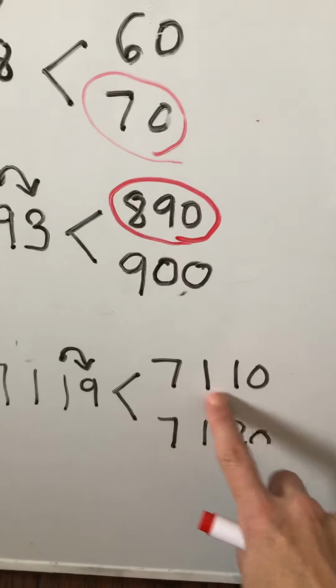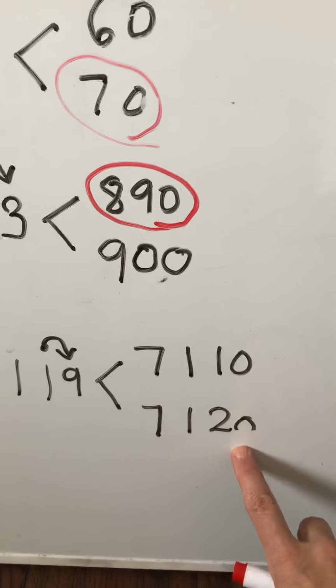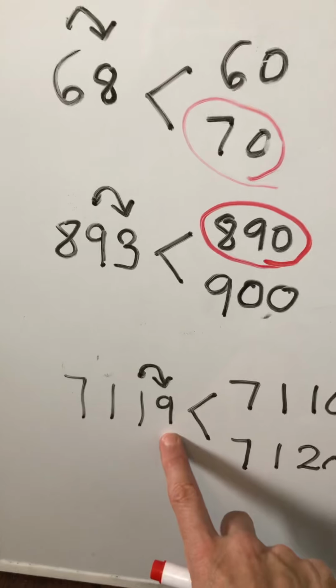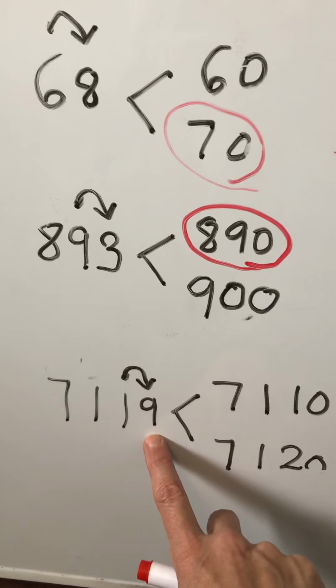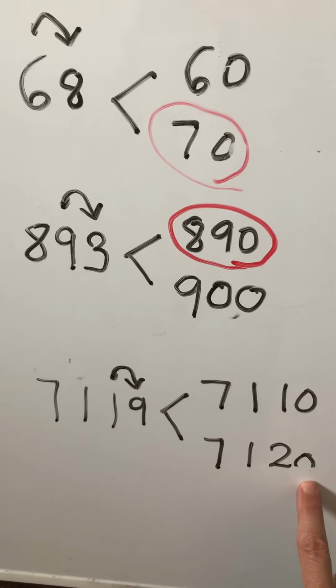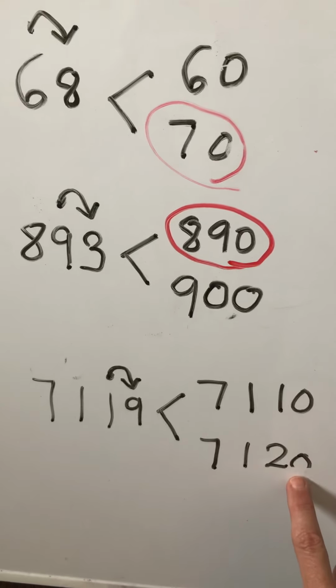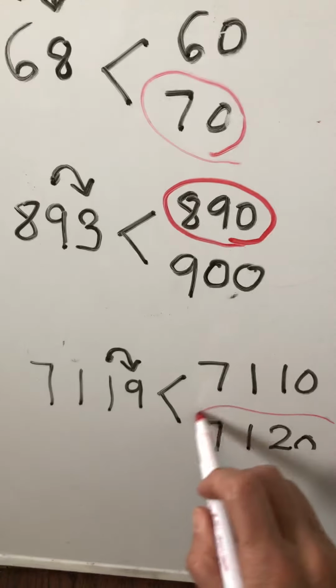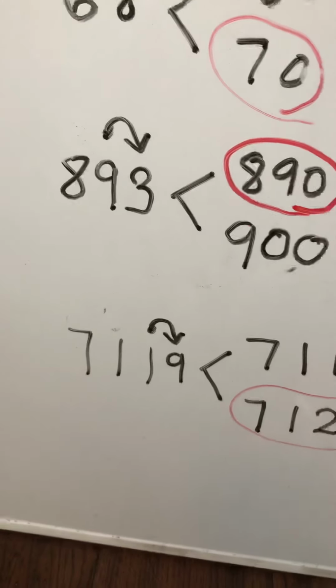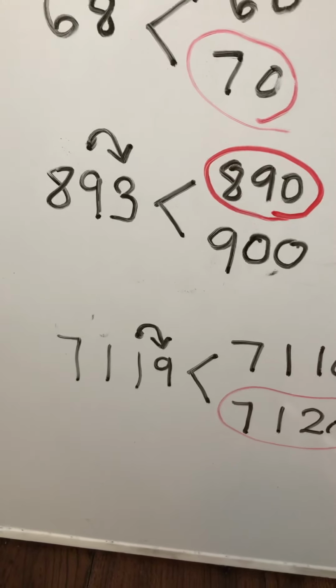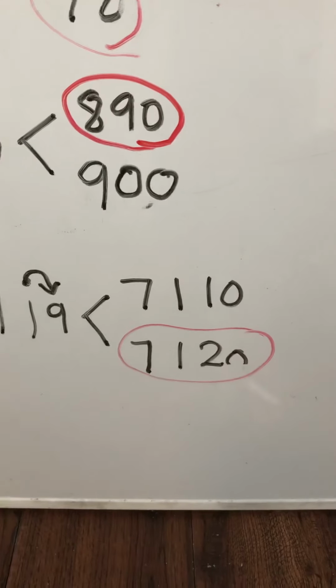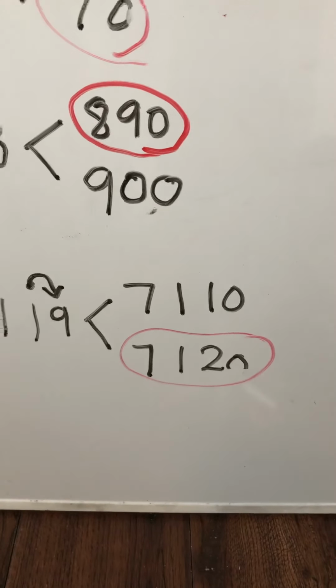So 7,110 or 7,120. Well, the units, remember the rule: 5 or bigger than 5, you go to the bigger number. Less than 5, you go to the smaller number. Well, 9 is definitely the bigger number. It's bigger than 5, and there you go. If you think about it, 7,119 is only 1 away from 7,120.